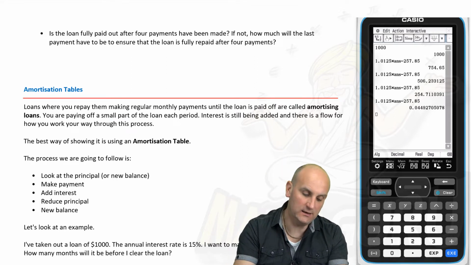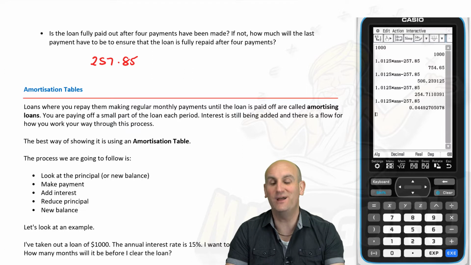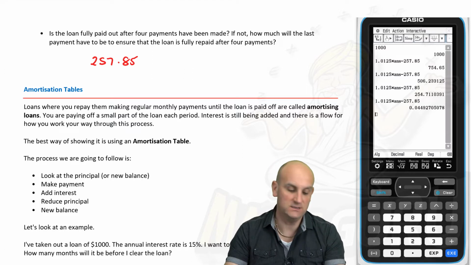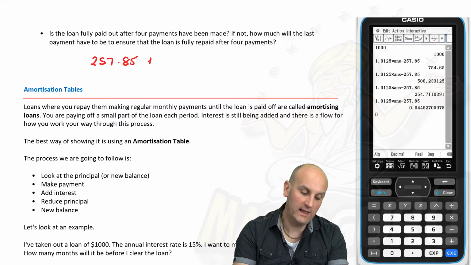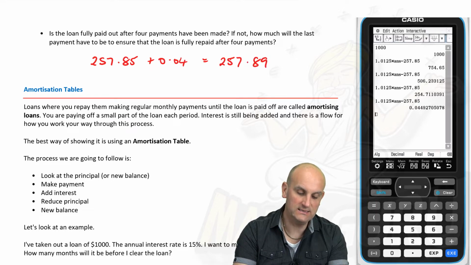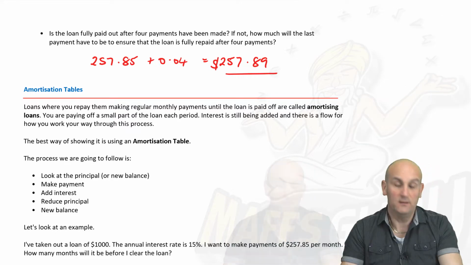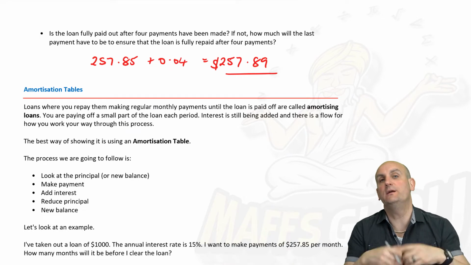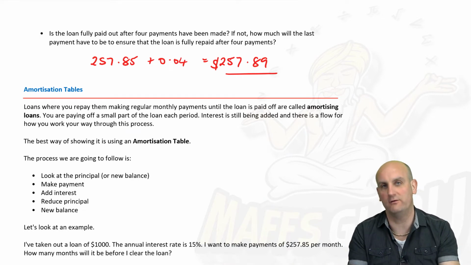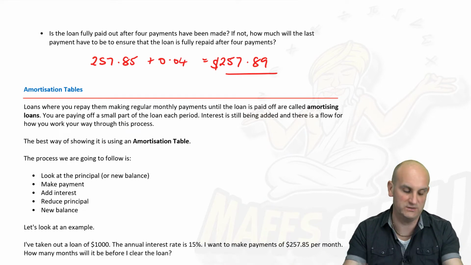Well, she in her last payment, or in all of her payments, has paid $257.85, but she owed those 4 cents. So it would make sense to add on those 4 cents to make her final payment $257.89. Yay! Going to reduce my calculator. And that's it, ladies and gentlemen. So that's how we can use the formula in our calculator and recurrence relationships to model reducing balance loans.